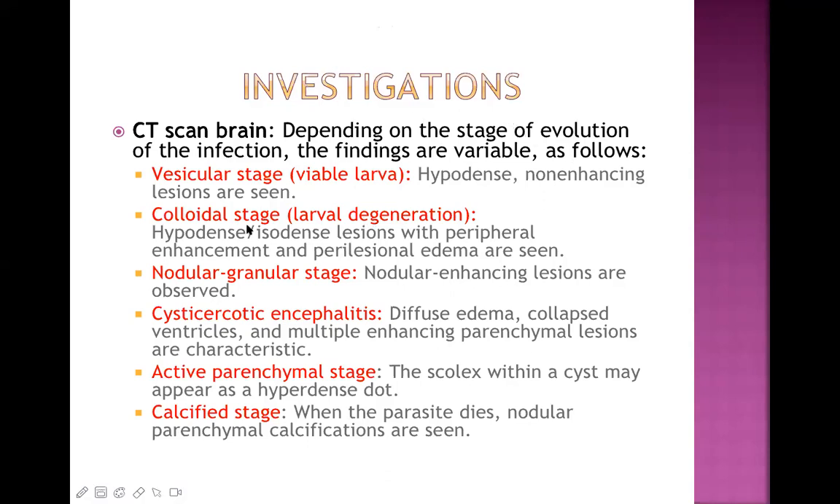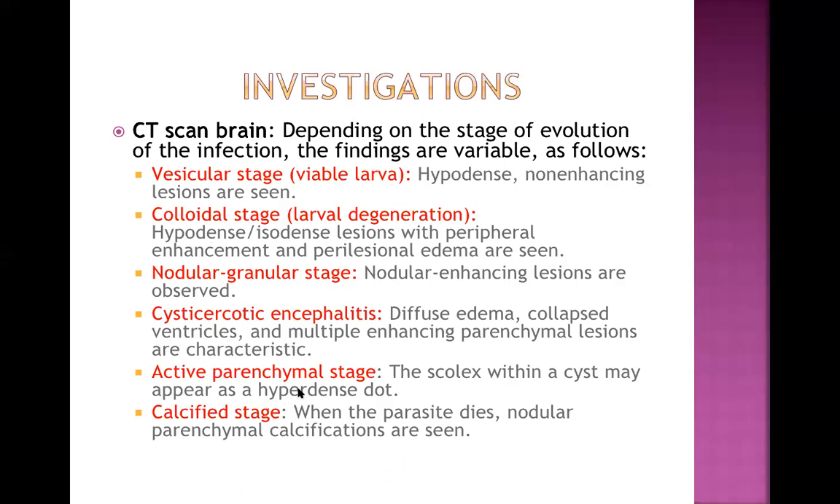Now, another stage may be the larval degeneration stage, which is called the colloidal stage. In this case, hyperdense or isodense lesions are seen. And there is peripheral enhancement and perilesional edema. I have included a few CTs, so we can see them now. Nodular granular stage is another one. In this condition, nodular enhancing lesions are seen. Cysticercotic encephalitis: there is diffuse cerebral edema, which will cause compression of the ventricles. Okay, this is quite typical.